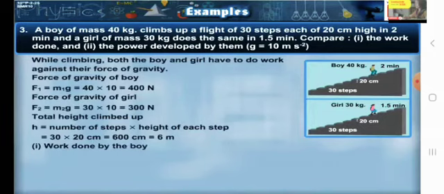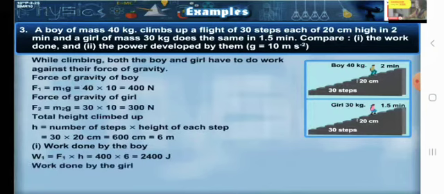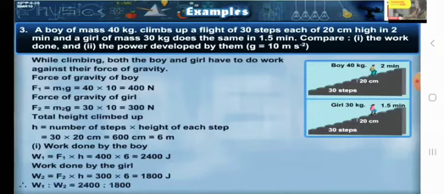First, work done by the boy. W1 is equal to F1 into H, which equals 400 into 6, which equals 2400 joule. Work done by the girl. W2 is equal to F2 into H is equal to 300 into 6, which is equal to 1800 joule. W1 is to W2 is equal to 2400 is to 1800, which is equal to 4 is to 3.